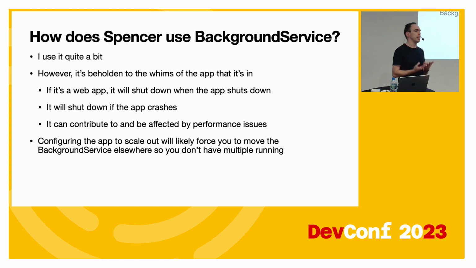And then, of course, configuring the app to scale out. If you have your Azure App Service automatically, elastically scale out horizontally as traffic comes to your web app, you're going to get multiple background services. Now, can you do some funky stuff like lock them in Redis or something so that only one runs at a time? Yeah, you could do that, but at that point, it's probably just better to move it someplace else.